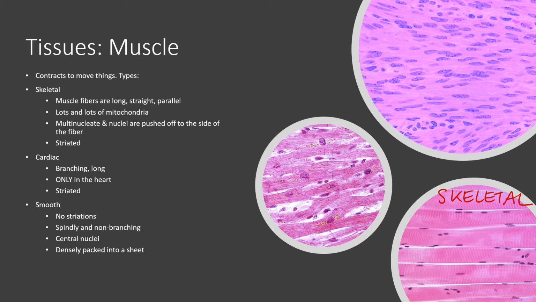Remember, for the purposes of the exam and the practical, you're going to have to give the type of muscle cell as well as muscle. You can't just say skeletal cell, and you can't just say muscle cell. You have to say skeletal muscle cell, cardiac muscle cell, smooth muscle cell, okay?